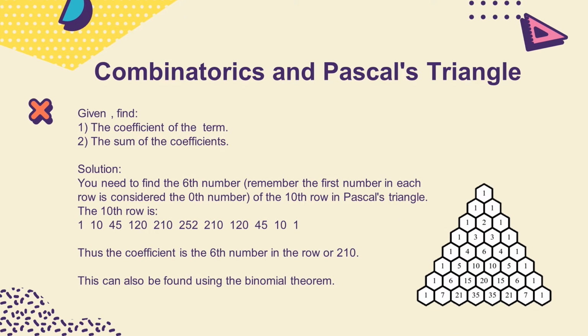Combinatorics and Pascal's triangle. Given, find first the coefficient of the term, second the sum of the coefficients. Solution. You need to find the sixth number. Remember, the first number in each row is considered the zeroth number of the 10th row in Pascal's triangle. The 10th row is 1, 10, 45, 120, 210, 252, 210, 120, 45, 10, and 1. Thus, the coefficient is the sixth number in the row, or 210. This can also be found using the binomial theorem.